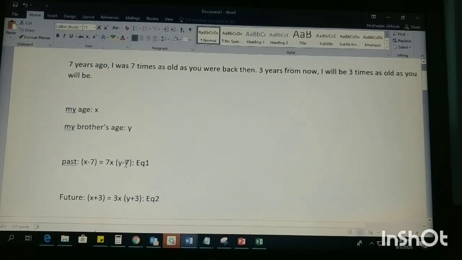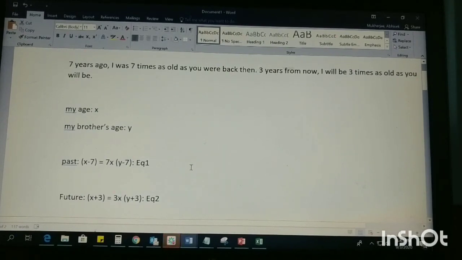So, as per my riddle, at that point of time I was 7 times his age, which means my age back then, x minus 7, was 7 times his age back then, which is y minus 7. We are considering this equation 1.